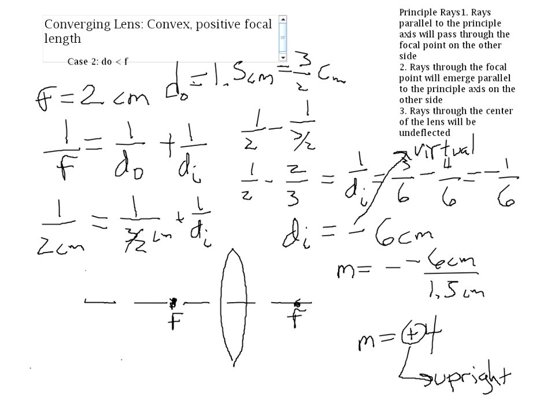Let's see, how would we do this with a ray diagram? Once again, I have already drawn the lens and the principal axis, and marked the focal points. The focal points are 2 centimeters away from the lens. So I also need to put an object that is 1.5 centimeters away from the lens.